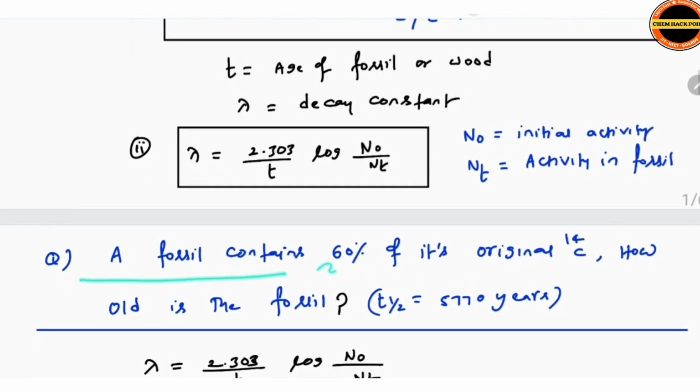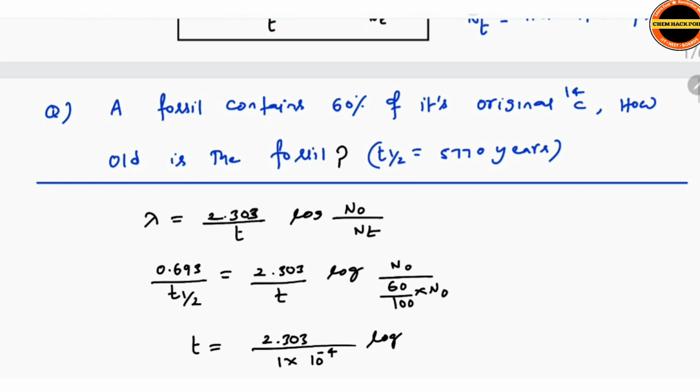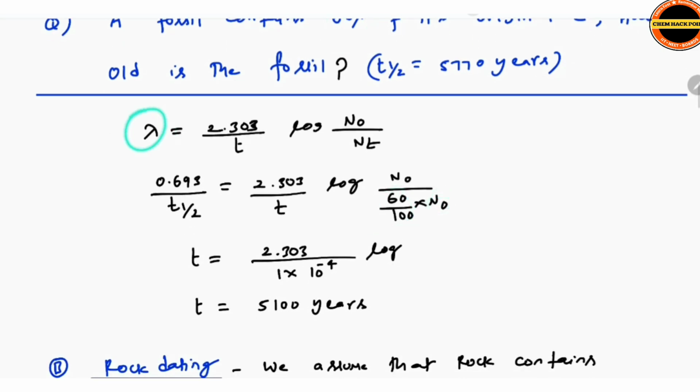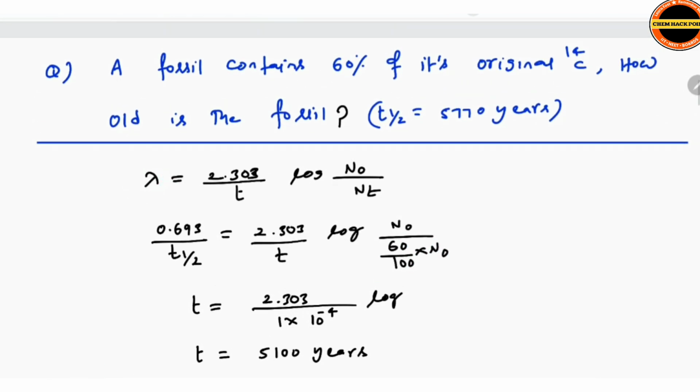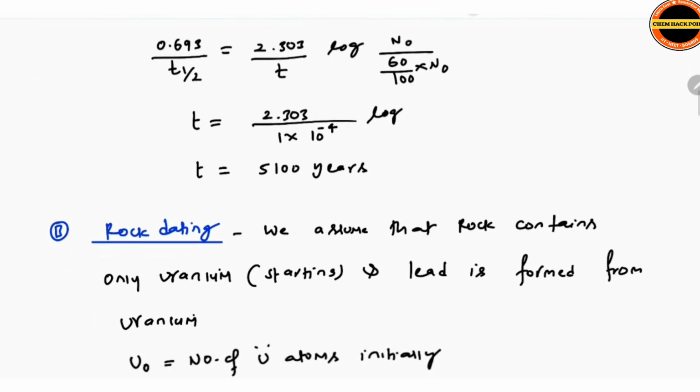A fossil contains 60% of its original C14. How old is the fossil? T half is also given as 5770 years. The exact direct formula we apply. The initial is N0, and finally it is 60% of N0. Lambda we know is 0.693 by T half, and T half is already given. If we calculate, it is 5100 years.